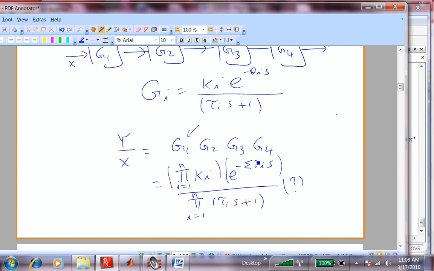So the second part of the question, they are saying approximate this by k effective e to the power minus theta effective s divided by tau effective s plus 1. That is, if possible, get me a first order with time delay transfer function that mimics the net effect of these four transfer functions in series.